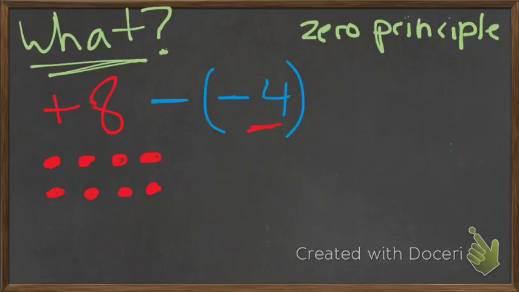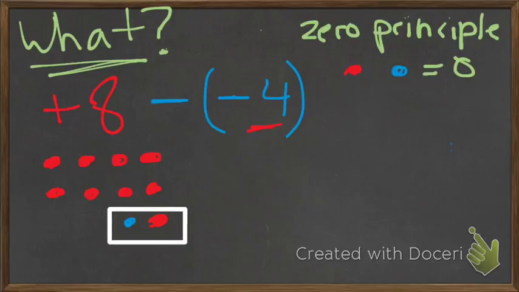Now, the zero principle states that 1 positive and 1 negative equals 0, right? So what's wrong with adding these positives and negatives to our equation? Because I could add 1 positive and 1 negative, and that's still 8, right? Because these two cancel out. Now, what if I add another pair, and another pair, and another pair?